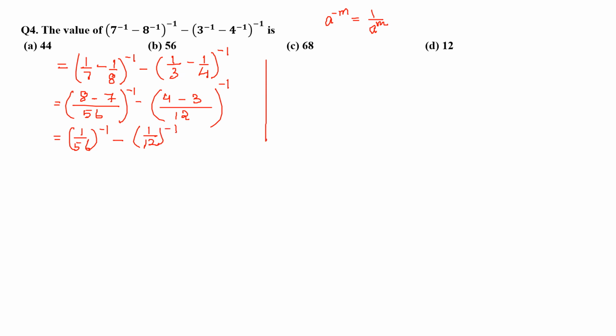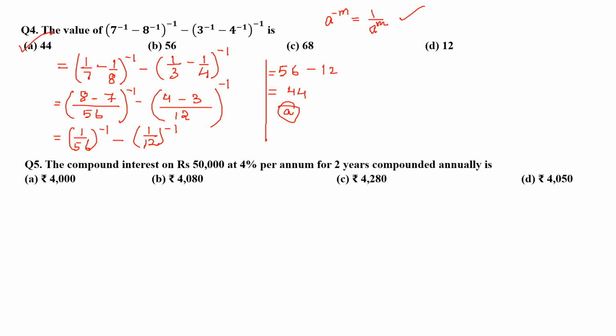Right? Now again you have to use the negative exponent property. A to the power minus m equal to 1 by a to the power m. So here your a is 1 by 56. So do the reciprocal. So it will be 56 minus 12. And 56 minus 12 if you do, you will get 44. So A is the correct option. The correct option is A. Now moving to next question.